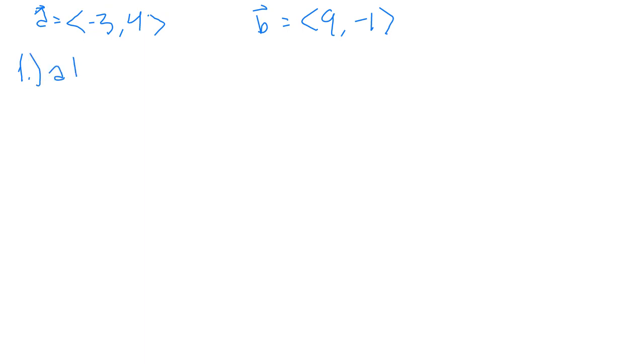So now some examples. We're going to do a little four-parter. For all of these, A and B are vectors. A is going to be ⟨-3, 4⟩, and we're just going to work in 2D this time. And B is going to be ⟨9, -1⟩. So for part 1, we want to find A plus B.